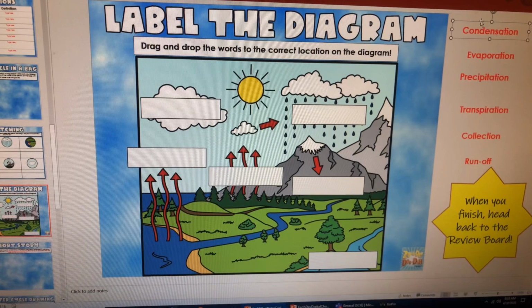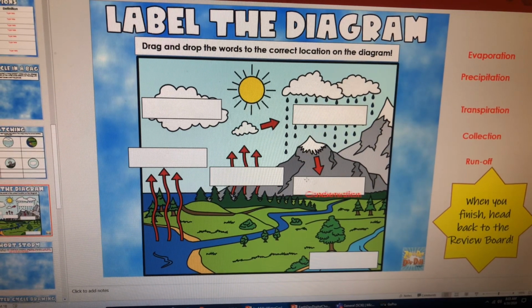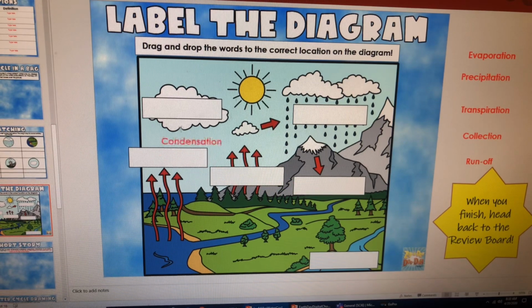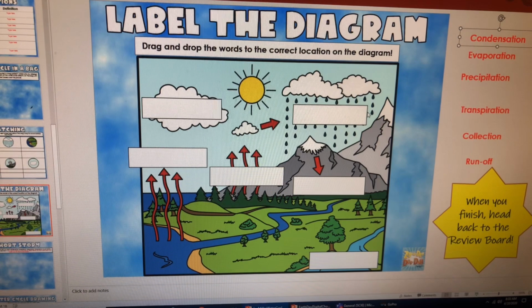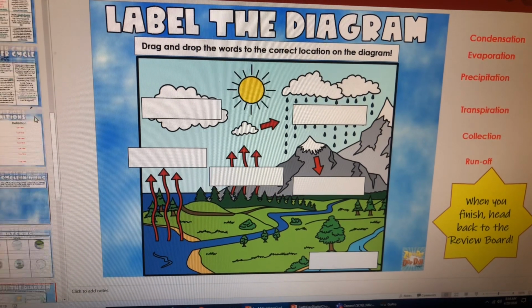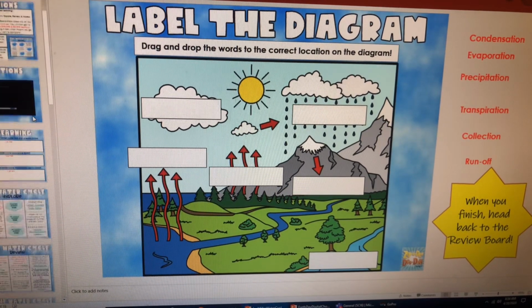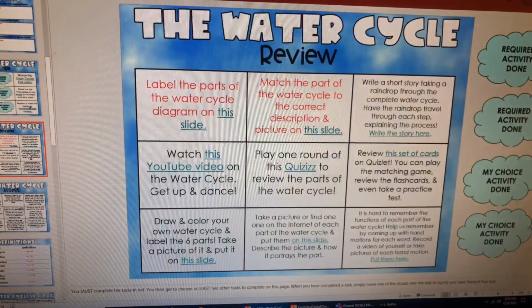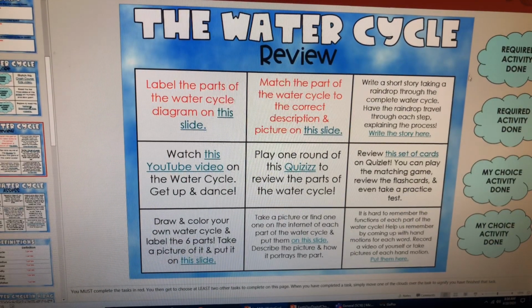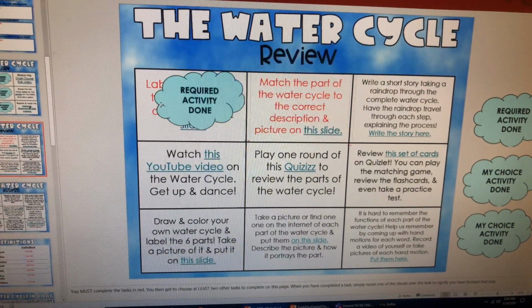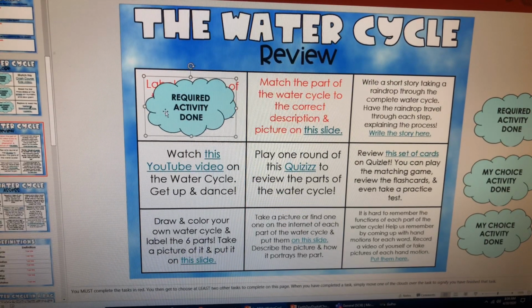And all I have to do is click on the words and drag them where they need to go. So where does condensation go? I put it in the correct boxes. Once I've moved all my words to the correct location, I'm going to go back up to the slide that I was just on, which was review. I've done my required activity. I move my cloud over, and then I do the next one, matching.